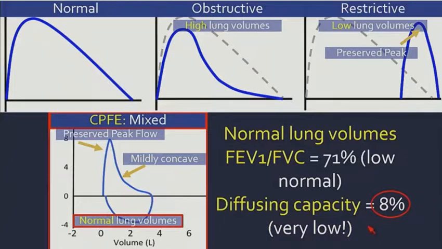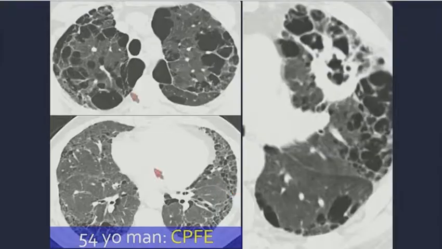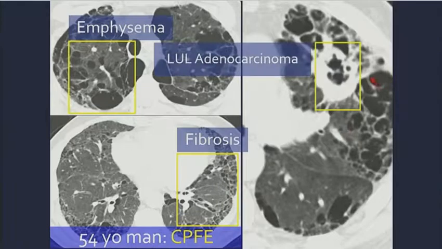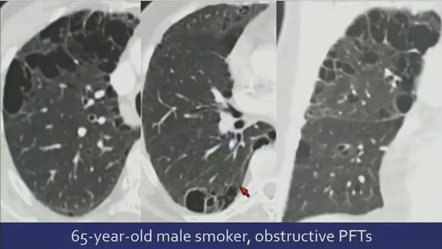So remember, combined pulmonary fibrosis emphysema has some characteristics clinically that can be very confusing, but imaging-wise, you could be the clue to diagnosing this condition. And here's another patient with CPFE. You have a large amount of emphysema in the upper lobes, and then you have lower lobe honeycombing and fibrosis here. Remember, these patients are also at risk for lung cancer, and here did you see this left upper lobe adenocarcinoma in this case. All right, and here's a condition that can be confused with this.